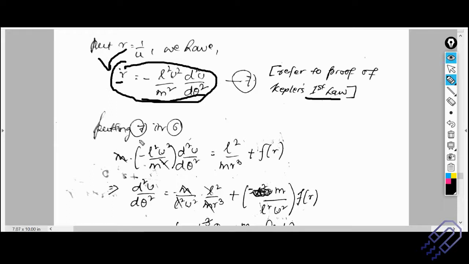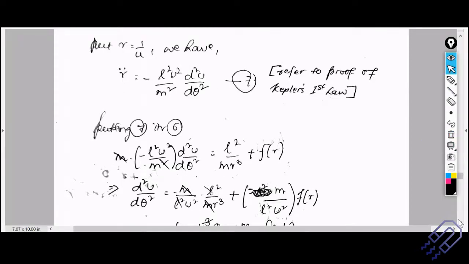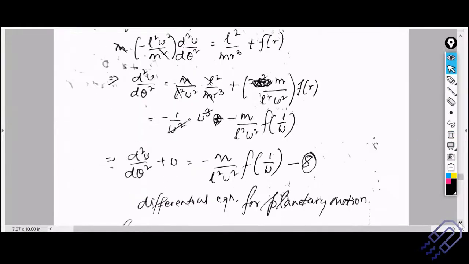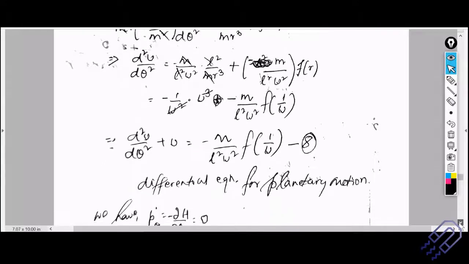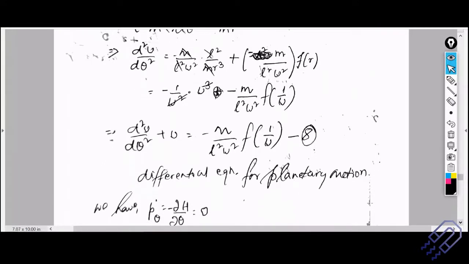Then what we can do is put this 7 in equation 6, in the previous equation where we have m r double dot, if you remember. So this is my m and this is my r double dot, and this is L by m r cubed plus Fr. So we are doing the same thing. We're finding the equation of the ellipse, and then we put all the values in place, do our calculation, and we get this equation.